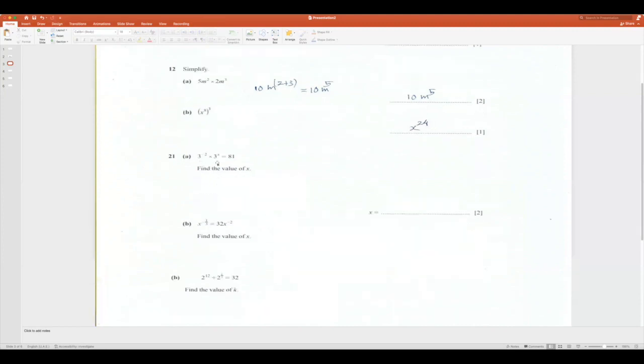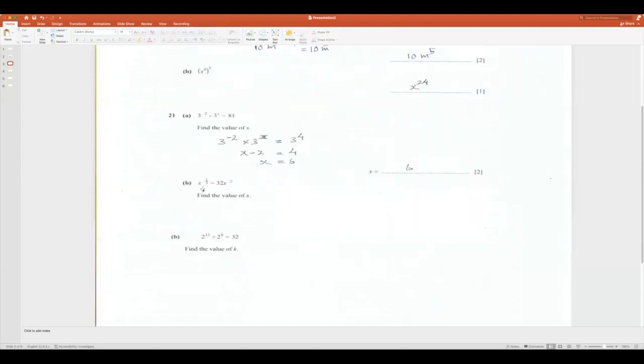Find the value of x. 3 to the power minus 2 into 3 to the power x equals 81. 81 we can write as 3 to the power 4, 3 into 3 into 3 into 3. So the base is same. Then we know the rules of indices. These powers adding, minus 2 plus x. Otherwise we can write x minus 2 equals 4 because this base is same. So x equals 4 plus 2, 6. The answer is 6.